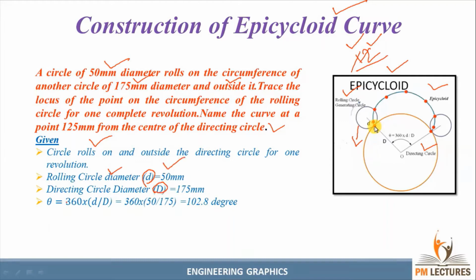Okay, after doing this, we need to find theta for solving the problem. We can find the value using this formula: theta equals 360 times the rolling circle diameter divided by the directing circle diameter. We can get some data here. So using this data, we can solve the problem.